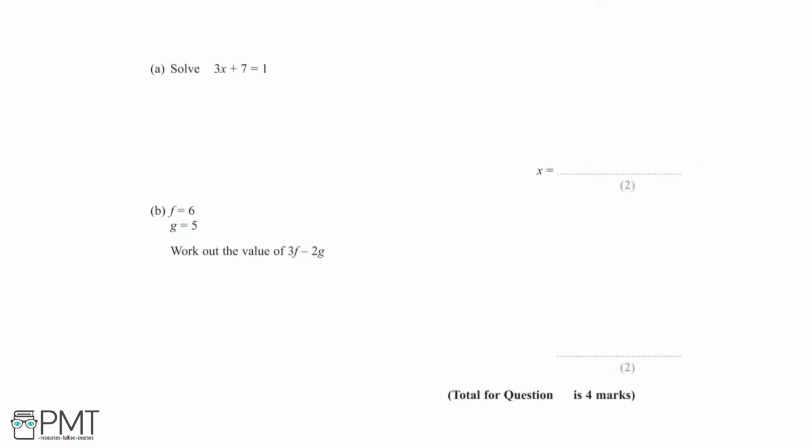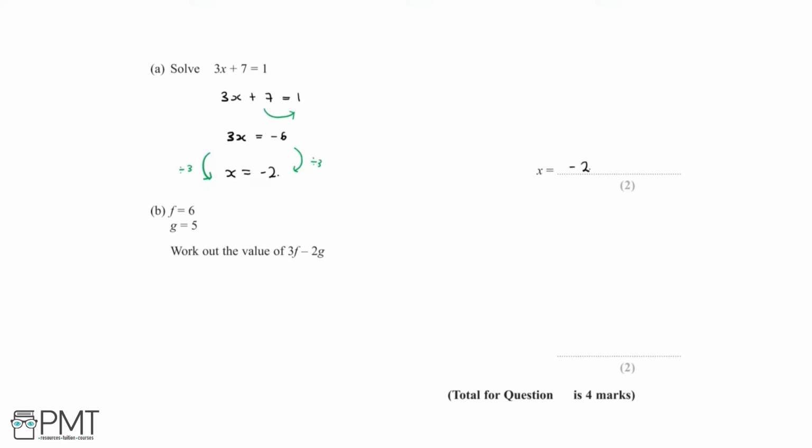In part A, we need to solve 3x plus 7 is equal to 1. We can start by moving the 7 over to the other side, by subtracting 7 from each side, and so we're left with 3x is equal to minus 6. Now to solve for x, we want to divide both sides by 3, and so we're left with x is equal to minus 6 divided by 3, which is equal to minus 2. And so we can write down our answer in the space provided.